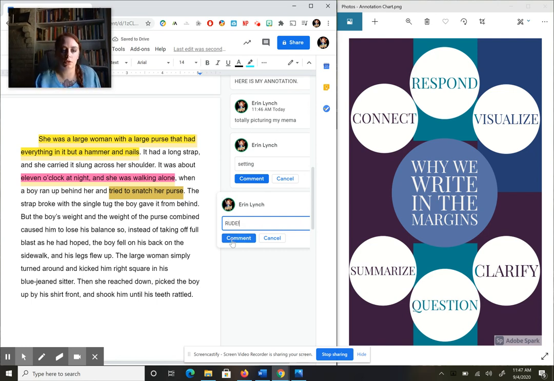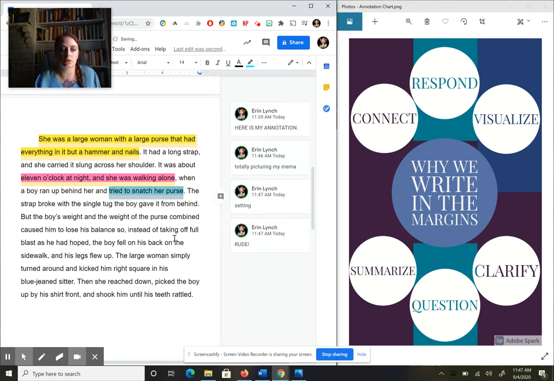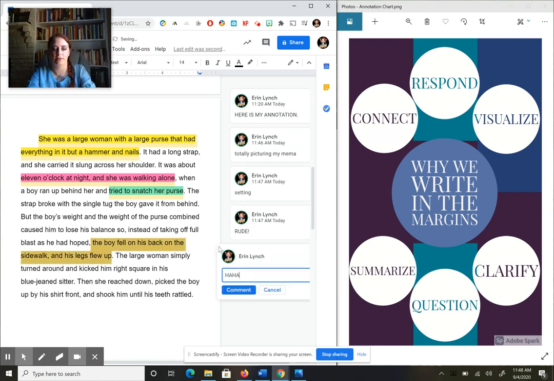Rude. Who just tries to steal an old lady's purse? The strap broke with a single tug the boy gave it from behind. But the boy's weight and the weight of the purse combined caused him to lose his balance. So instead of taking off full blast as he had hoped, the boy fell back on the sidewalk and his legs flew up. Ha.